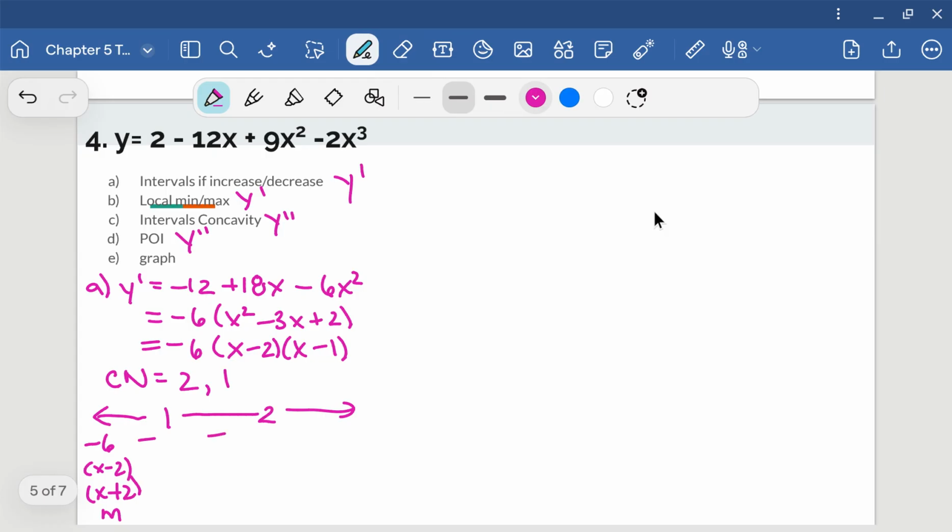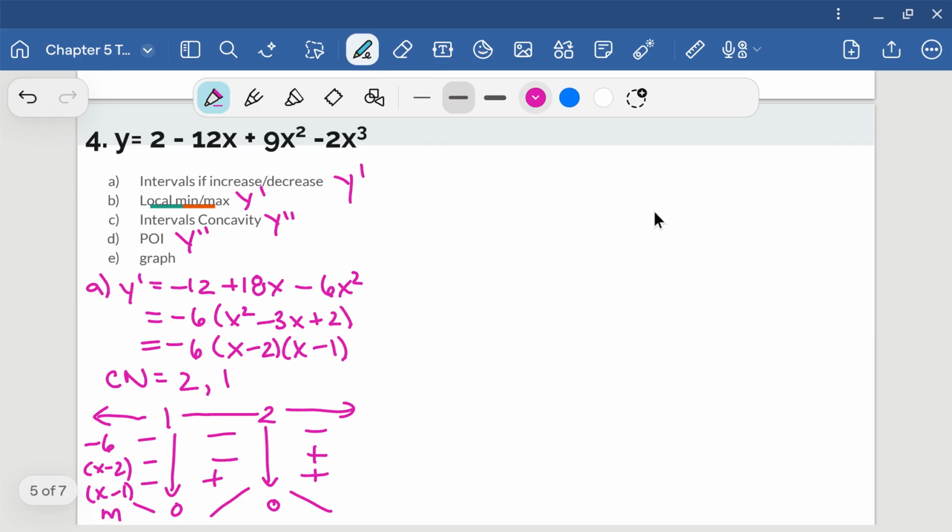So -6 will always be negative. At my critical numbers, my slope is 0. For x minus 2, anything less than 2 will be negative. Once we pass 2, it will be positive. And oh, why did I write that down? This should be x minus 1. So you're probably wondering why I did that. For x minus 1, we'll have negative, and once we pass 1, it will be positive. So for your slope, you are negative below 1, you are positive between 1 and 2, and then you're negative above 2.